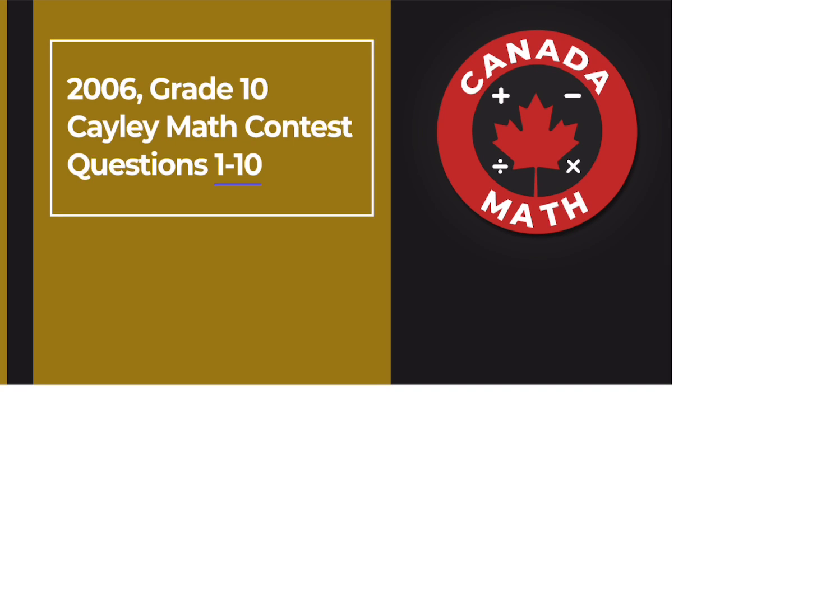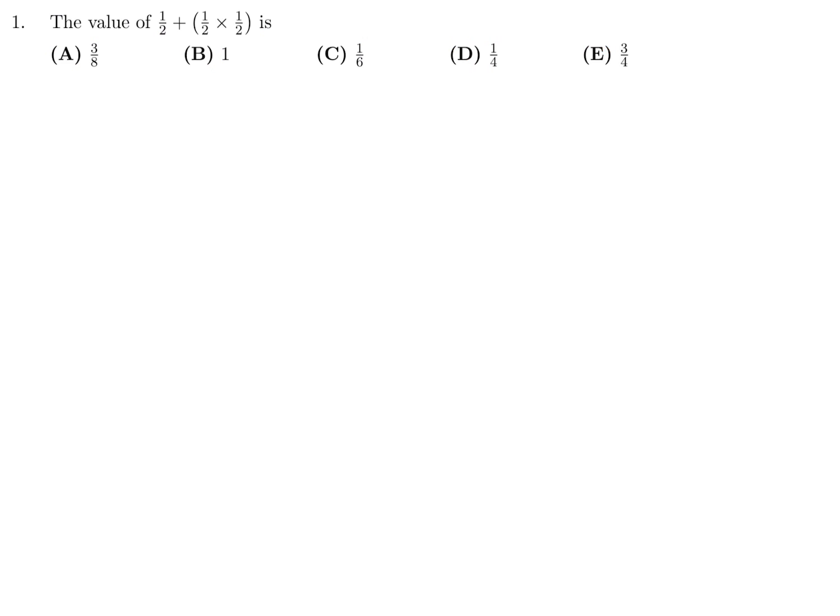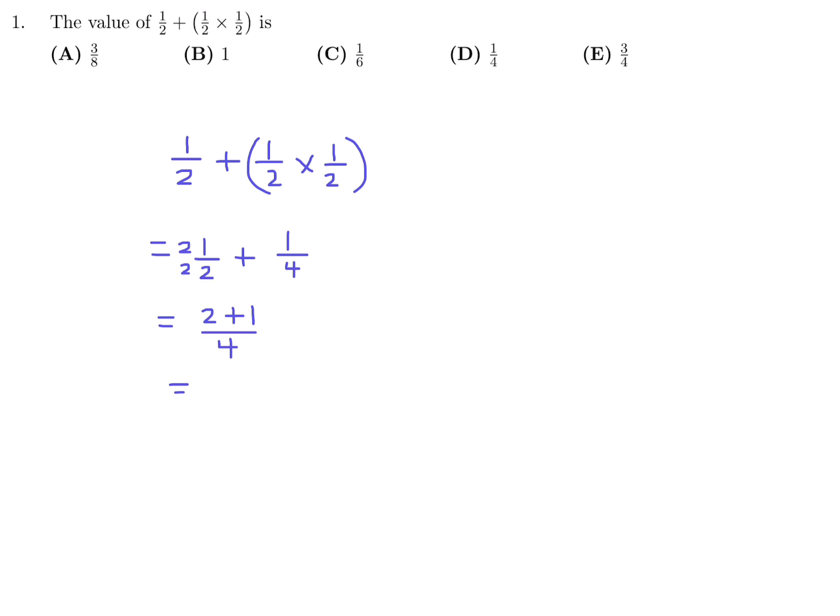Questions 1 through 10 on the 2006 grade 10 Cayley math contest. The value of 1/2 plus 1/2 times 1/2 is, well, you do the brackets first, so 1/2 times 1/2 would be 1/4, and then you add the half, get a common denominator, 2 and 2, that'd be 2 plus 1 over 4, and that is 3 over 4. So number 1, the answer is E.